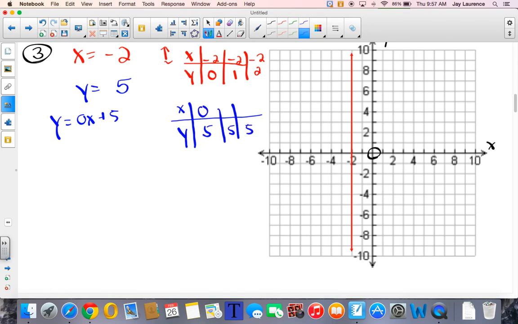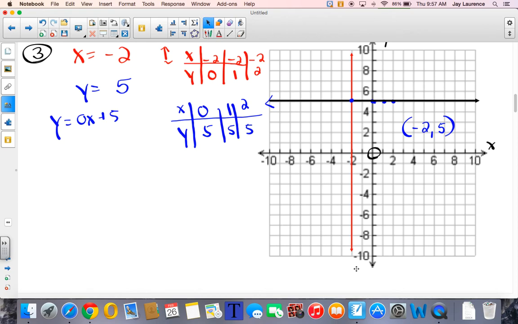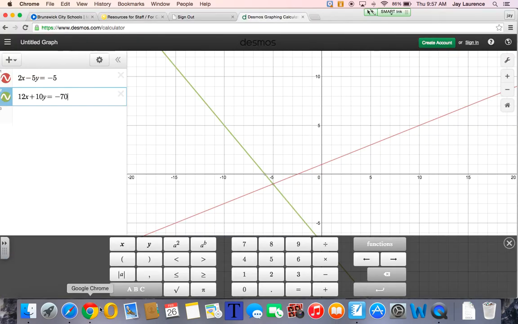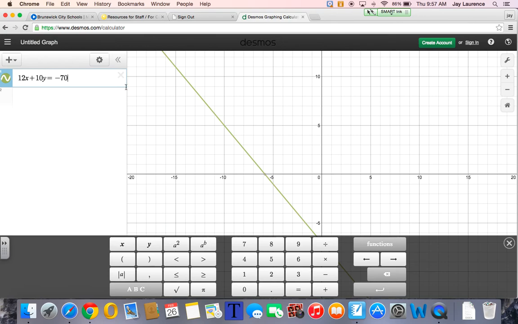And then maybe I'll put 0, 1, and 2 there. So 0, 5 is here, 1, 5 is there, and 2, 5 is there. It's a horizontal line. Whenever it says y equals just a plain old number, you get a horizontal line. And you can tell that these are going to cross at this point here. So the solution is going to be negative 2, 5. And there you go.